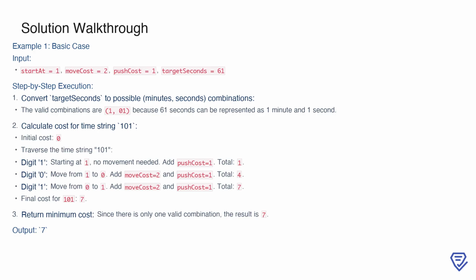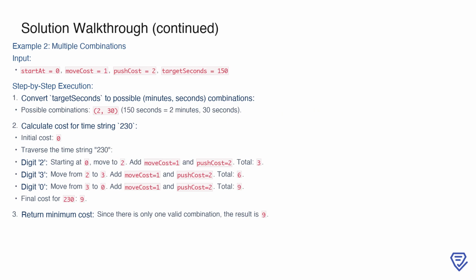The traversal starts with the digit 1. Since we are already at 1, no movement is needed, so we only add the pushCost of 1. Then, for the digit 0, we move from 1 to 0, which adds the moveCost of 2 and another pushCost of 1, bringing the total to 4. Lastly, we process the digit 1 again by moving from 0 to 1, adding another moveCost of 2 and pushCost of 1, making the total cost 7. Since this is the only valid combination, the minimum cost is 7, which becomes our output.